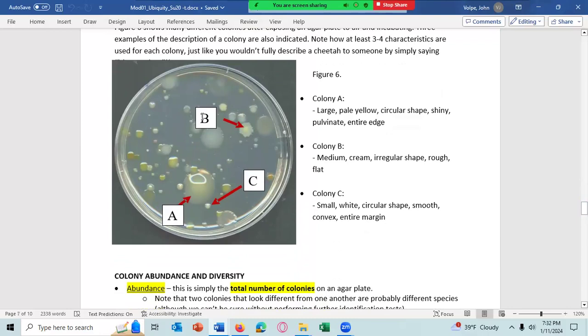Like here, we're looking at the colonies from the top, and it says colony A is pulvinate. I can't see that here. Colony B is flat, and I can't see that there either. And then colony C is convex. I don't really see any difference between A, B, or C. And that's because we're looking at the colony from the top. To see the elevation, you need to look at the colony from its side.